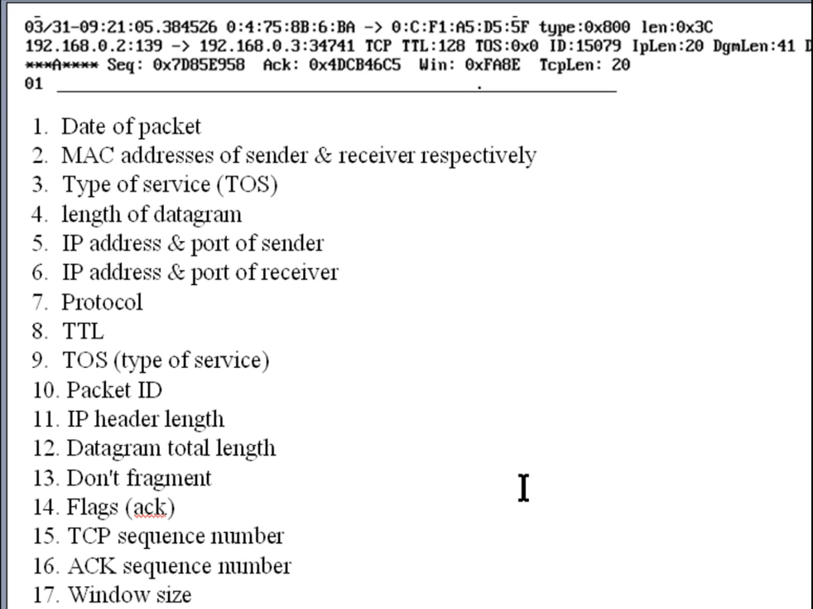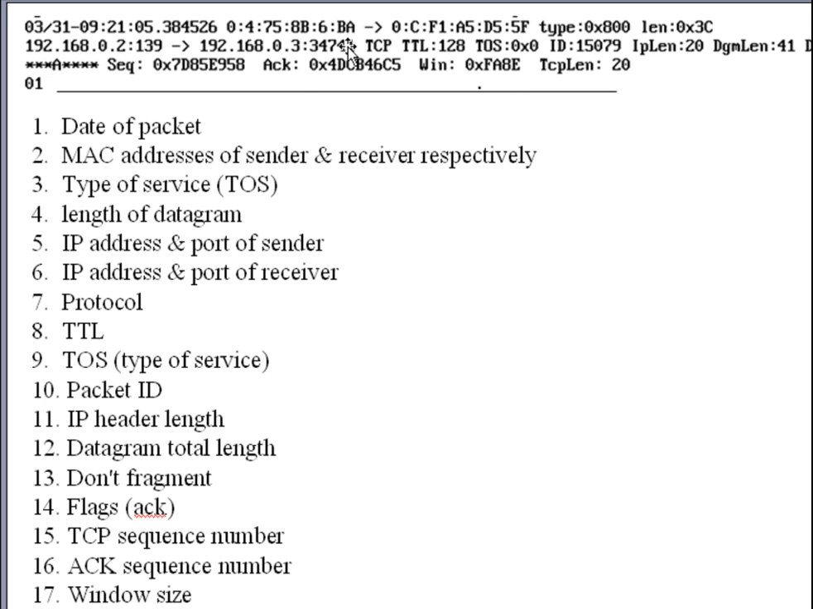Just so you're familiar with these packet headers, and I think we've done this for tcpdump, but let's look at it one more time for Snort. Number 1 is the date of the packet, so this was on 3/31, it doesn't say what year, at 21:05 in so many seconds. Then we have the MAC address of the sender and the receiver, respectively. We have the type of service here and the length of the datagram, which is going to be in hex. Then we have the IP of the sender and the IP of the receiver.